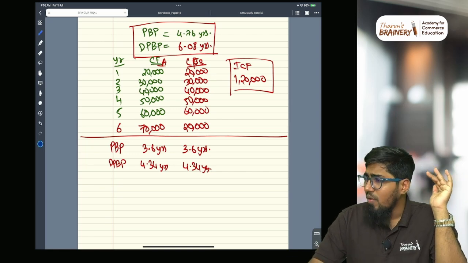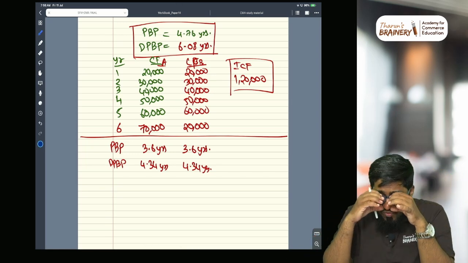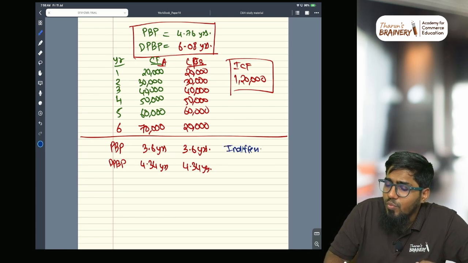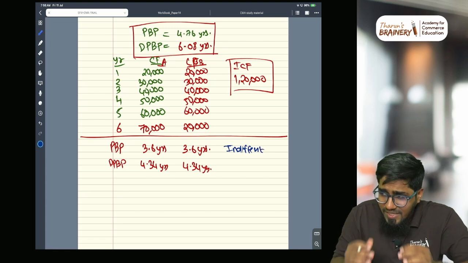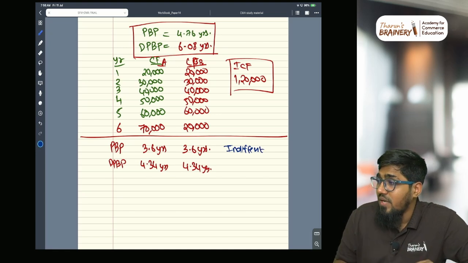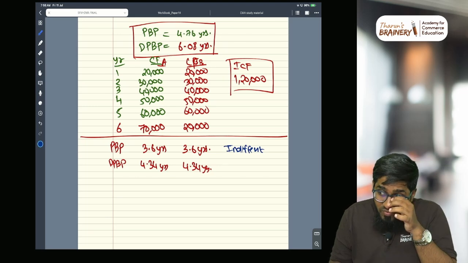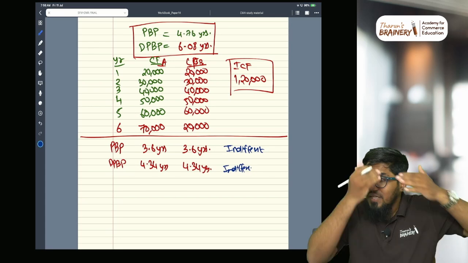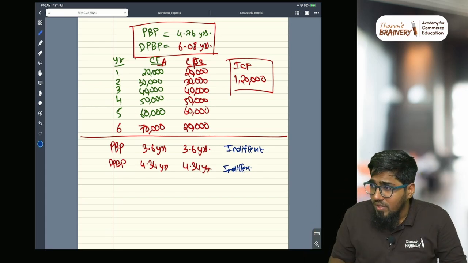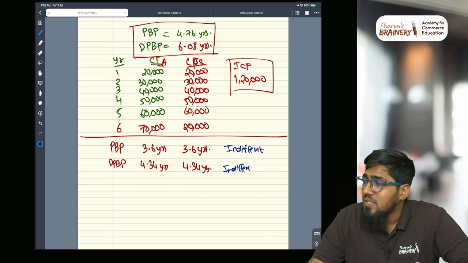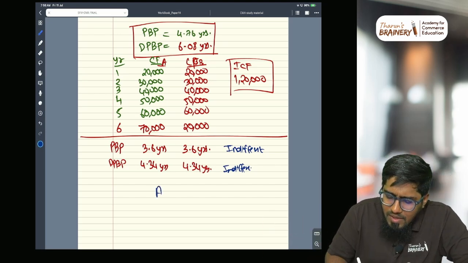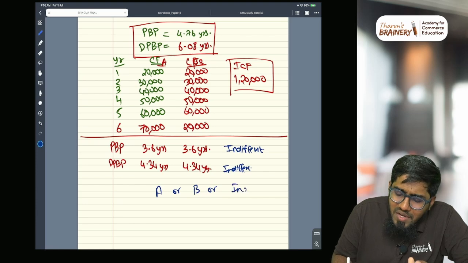Super. Now, if I'm seeing from the lens of payback period, you are indifferent, correct? Because it is the same. If someone asks which project you will select, from the lens of payback period, you will say it is indifferent. From the lens of discounted payback period, again you will say indifferent. Why? Because the discounted payback period for cash flow A is 4.34 years, and for cash flow B is also 4.34 years. Now please tell me which project you will select, A or B or indifferent.